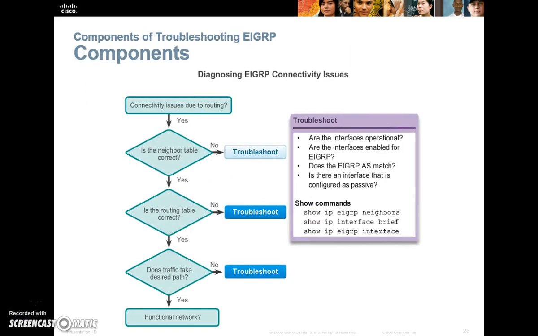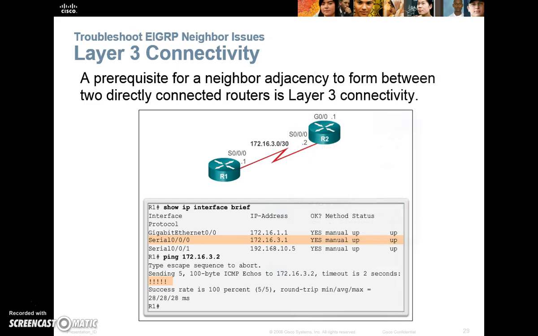The steps in troubleshooting EIGRP are also similar to OSPF. You can look at the neighbor table, look at the routing table, and also look at the routing tables of a few routers to make sure that the traffic takes the correct path. So the steps are actually quite similar. These are the commands you can use to troubleshoot your EIGRP if it's showing some problems.